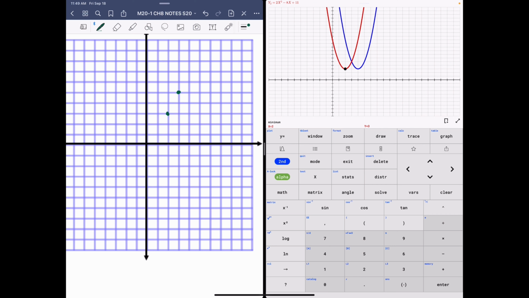And because I know that it also goes through the intersection point, which is 1 to the right and 2 up, and because quadratics are symmetrical about the vertex, it would also have to have a point that is 1 to the left and 2 up. So there's my 3 points that I can use to help me draw this quadratic.